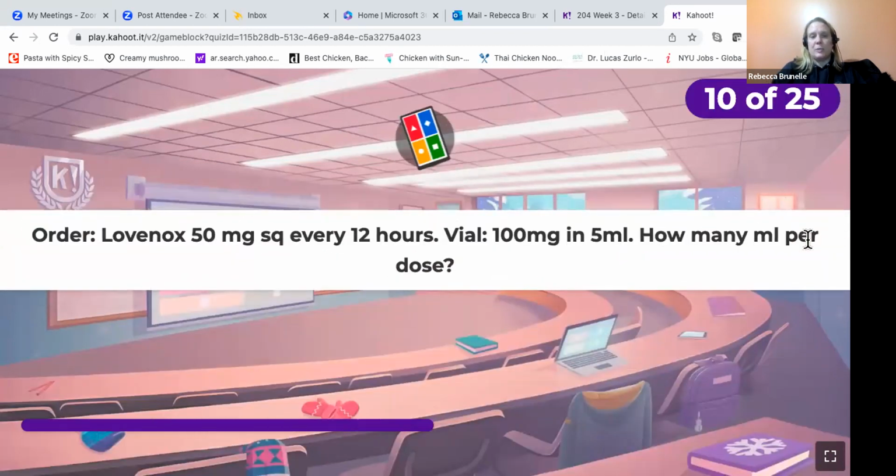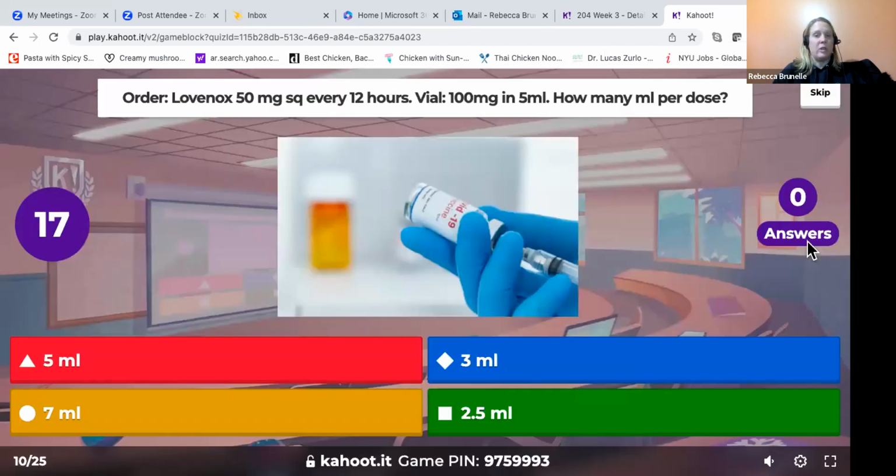Oh, I'm sorry. This is the last one. So Lovenox 50 milligrams sub-Q every 12 hours, and you have 100 milligrams and 5 mLs. How many milliliters per dose?